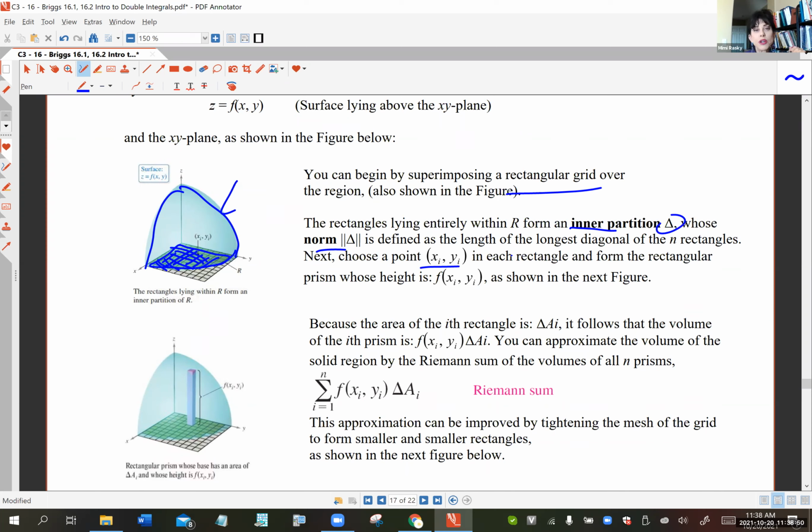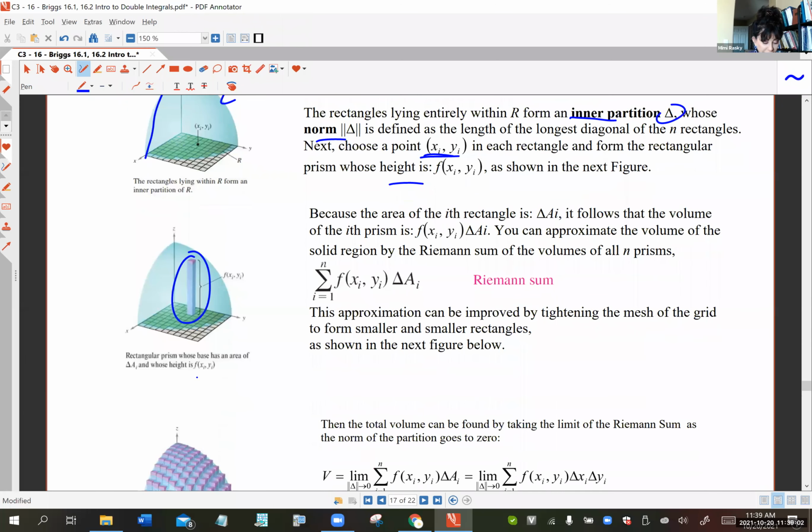Now they want us to choose an arbitrary rectangle in the partition. It doesn't matter where, just pick a point somewhere in the rectangle and then form a prism like so. And it's a rectangular prism, so you know how to find volumes of prisms. It's just the area of the base, which is going to be delta A sub i, that's the area of the base of the little prism, times the height. And the height is just this altitude, f of x sub i, y sub i. That's how high it is. So the volume of your prism looks like f evaluated at that arbitrary point, x sub i, y sub i, times the area of the base.